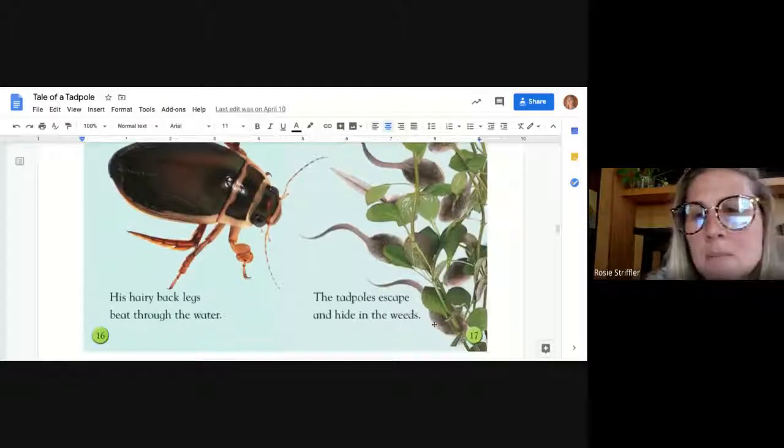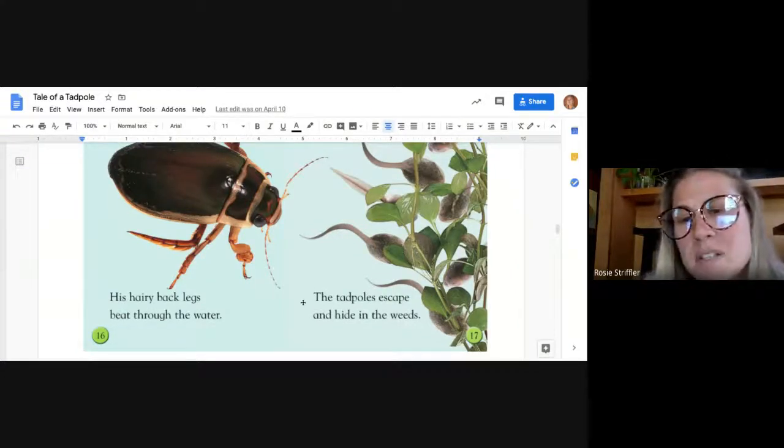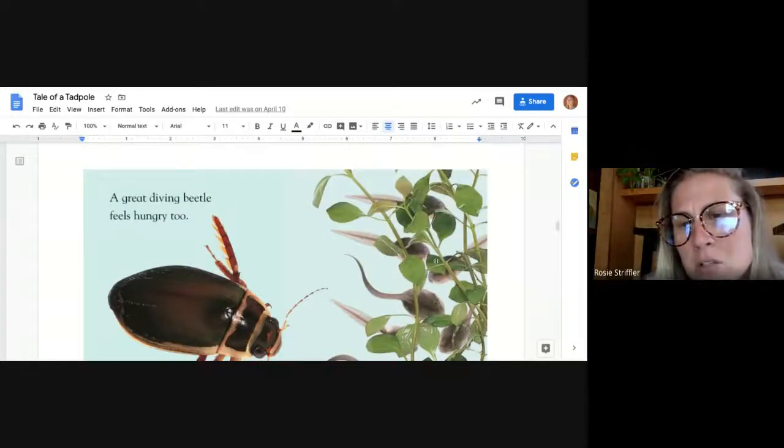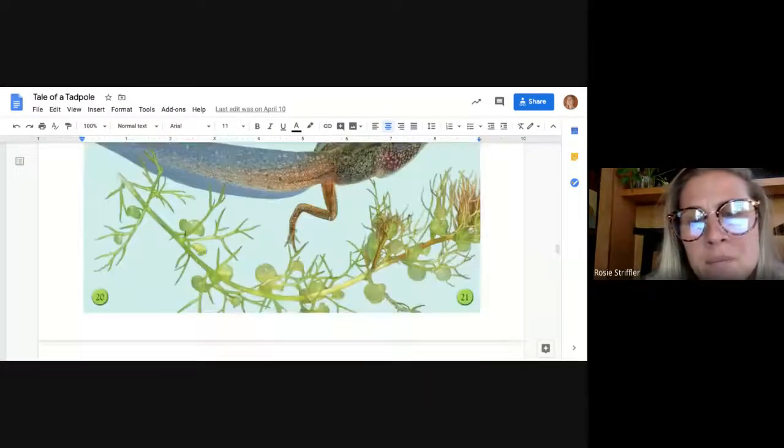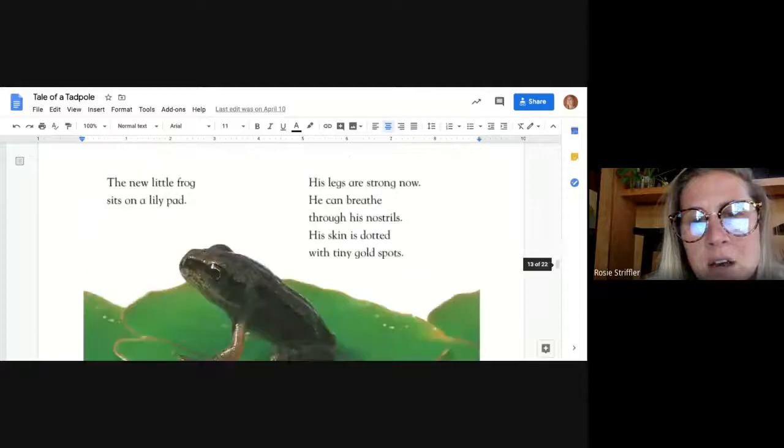Well, there's some plants here where it says the tadpoles escape and hide in the weeds. So the tadpoles are camouflaged in these weeds, these underwater weeds. And we're going to keep going. More weeds. Let's see if there's anything else.